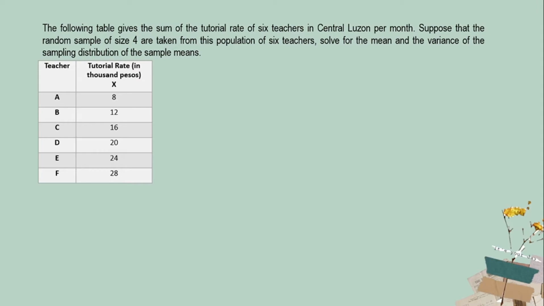Let's proceed to the next example. The following table gives the sum of the tutorial rate of 6 teachers in Central Luzon per month. Suppose that a random sample of size 4 is taken from this population of 6 teachers. Solve for the mean and the variance of the sampling distribution of the sample means. So the tutorial rates of the 6 teachers in 1,000 pesos are 8, 12, 16, 20, 24, and 28.